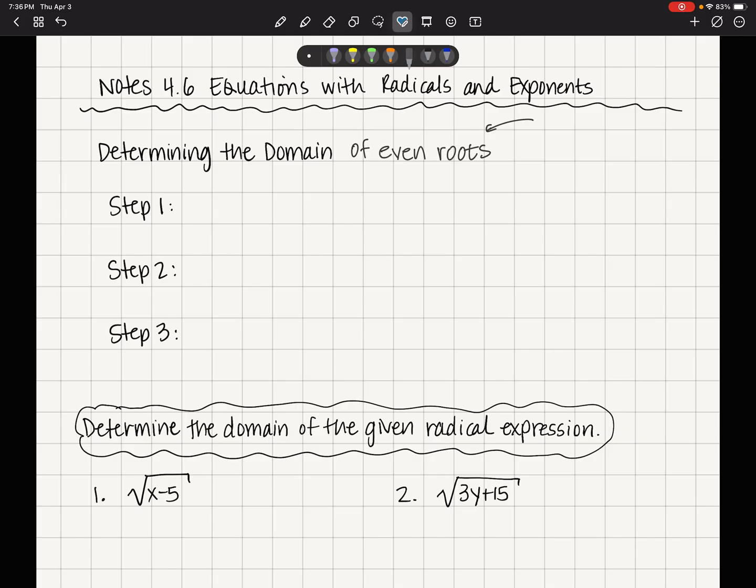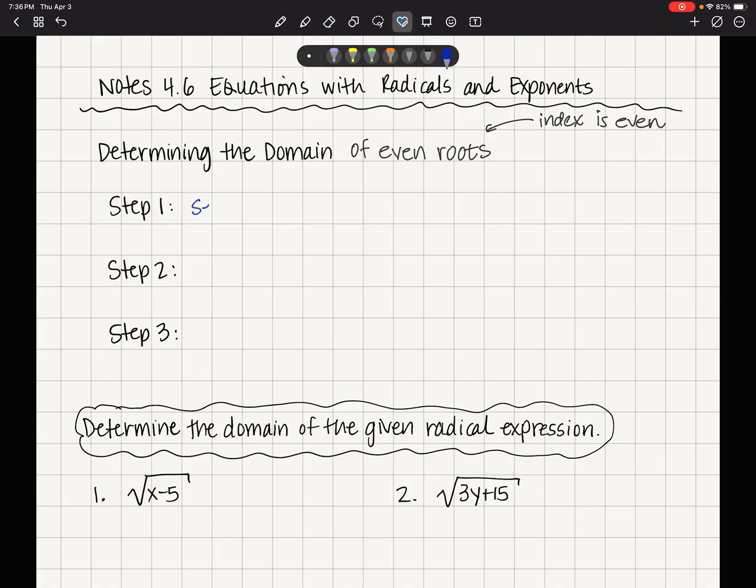That means when the index is even. And that's because when the index is even, our radicand needs to be positive. So when the index is even, our radicand is going to need to be positive. So these are the steps we're going to take.